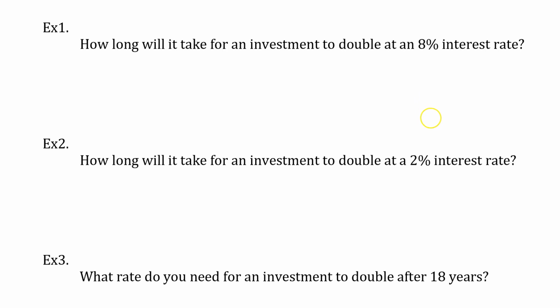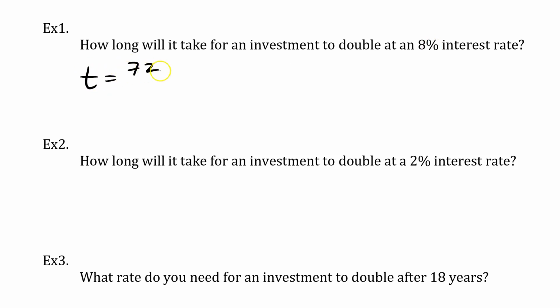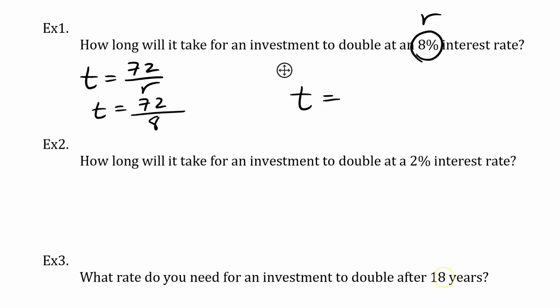How long will it take for an investment to double at an 8% interest rate? Well, T equals 72 over R, and this right here is our R, and I plunk it in just as 8. So T equals 72 divided by 8. That means T equals 9 years.